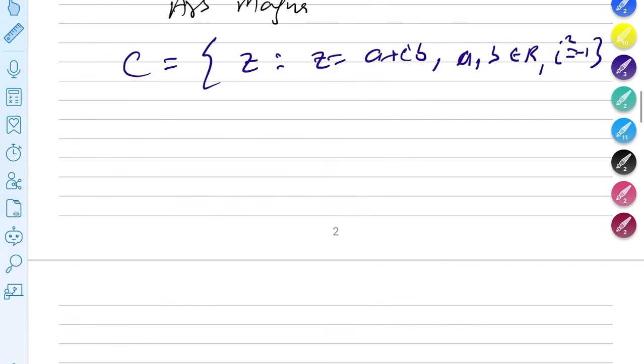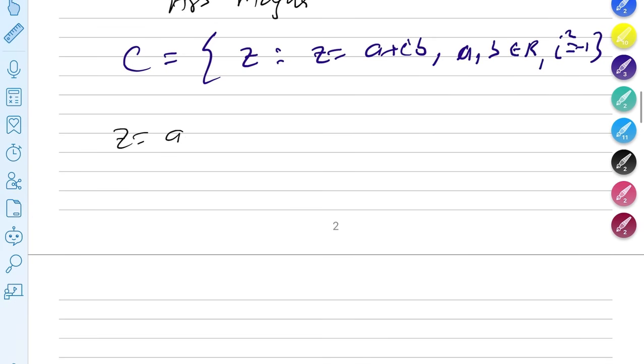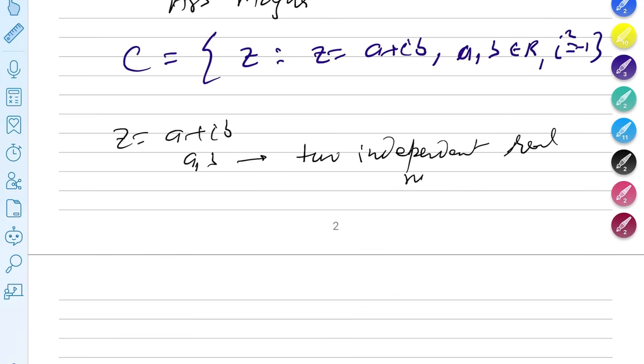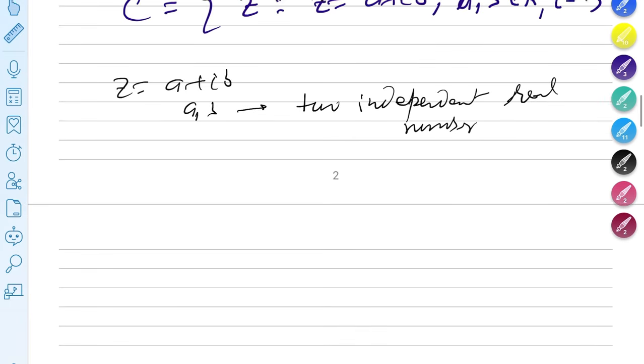Here, in z is equal to a plus ib, both a and b are real numbers, and they are two independent real numbers. That is the important thing. They are not depending on each other. So a comma b is an ordered pair. Since it is an ordered pair, it gives a feeling of a 2D plane.